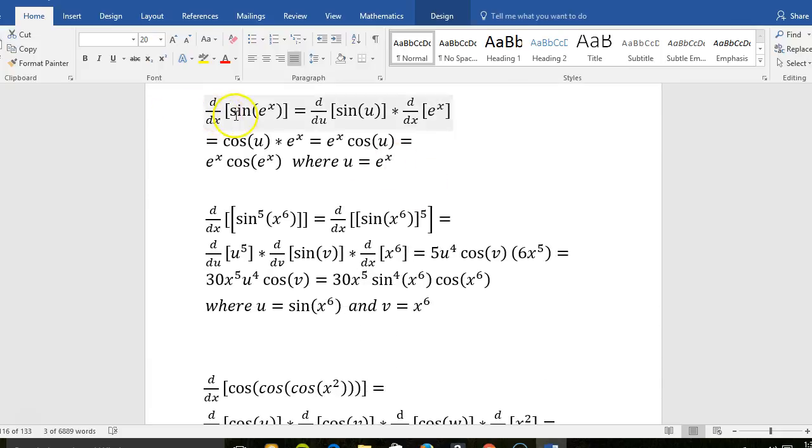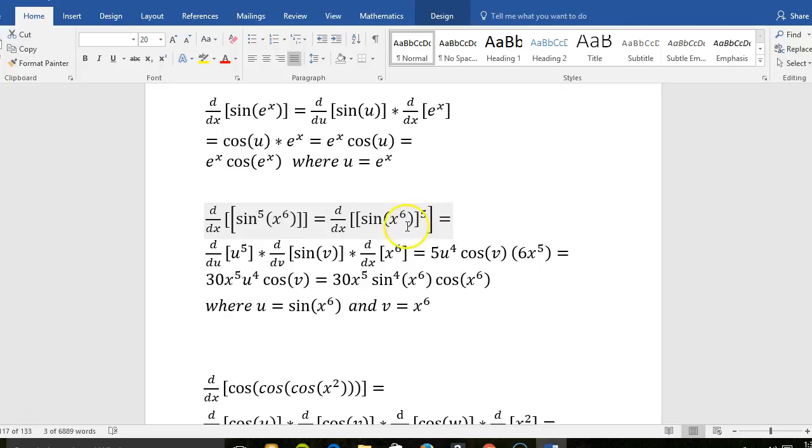And another chain rule, d by dx of the sine of e to the x. You just let u equal e to the x and do the chain rule right here. And then you just get e to the x times the cosine of your original e to the x. Now this one is a more difficult example. If you ever have the sine fifth of x to the sixth, remember that's the same thing as the sine to the fifth power of the sine of x to the sixth. We're taking x, raising it to the sixth power, then taking the sine of whatever that is, and then raising whatever that turns out to be to the fifth power. In that order, by the way.